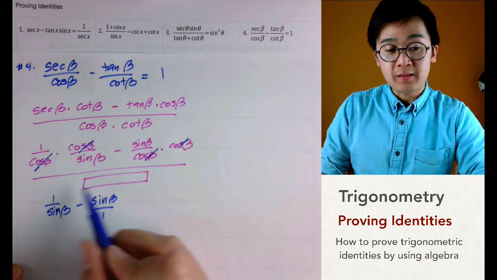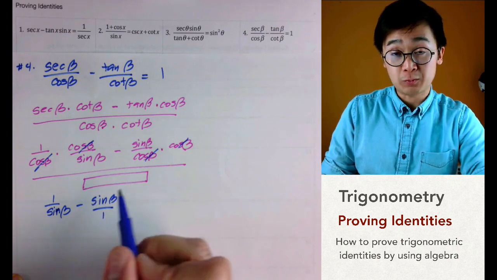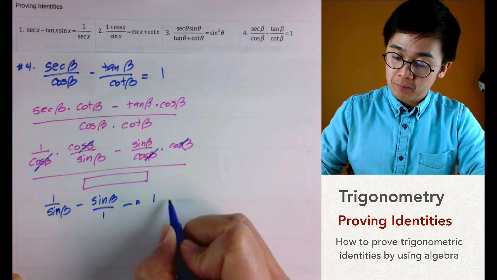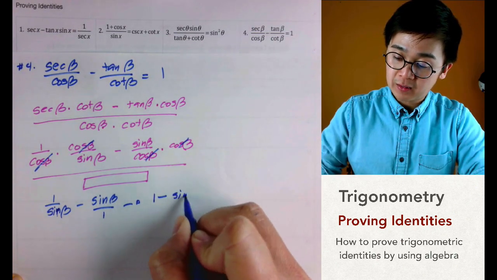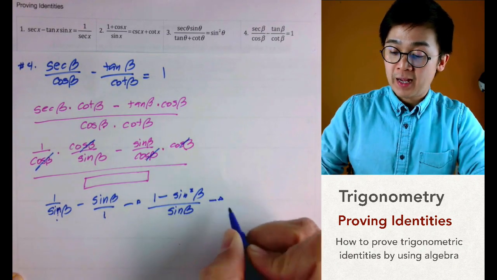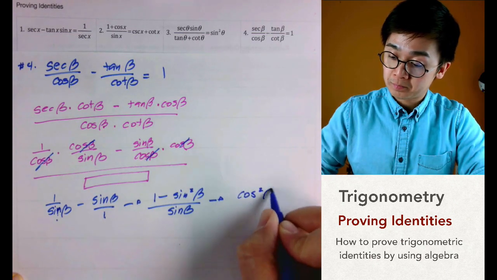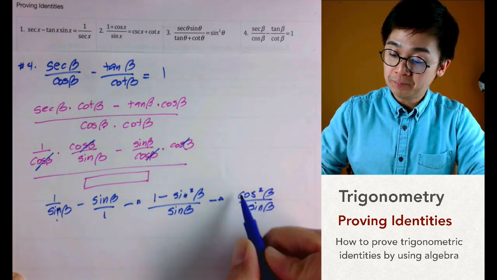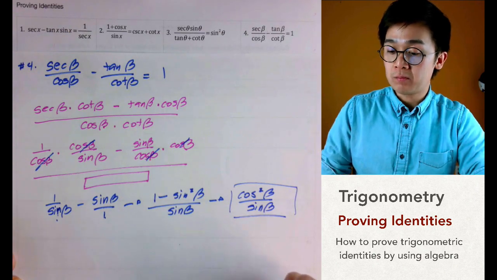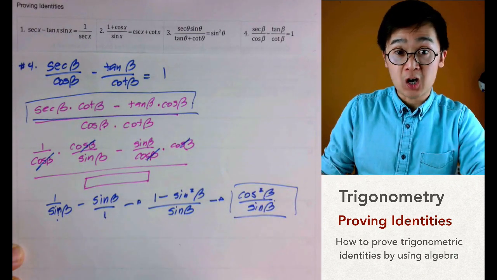So again, this one is still in fraction form, so I will further simplify this by subtracting them. So I can have 1 times 1 is 1, minus sine times sine is sine squared beta, all over 1 times sine is sine beta. And I know that 1 minus sine squared beta is cosine squared beta, all over sine beta. And now I have a simpler form of my numerator. So this and this are just the same.